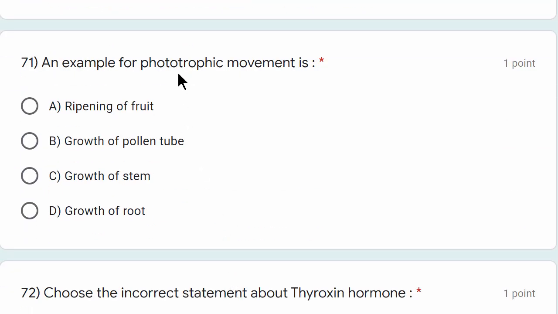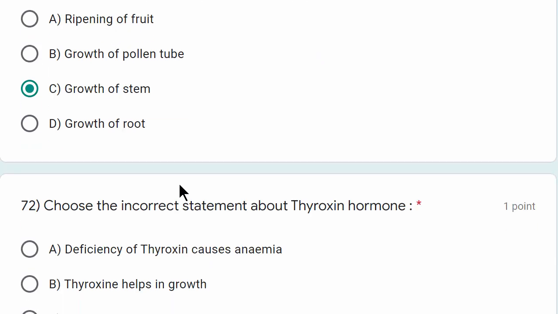Then, what is an example of phototropic movement? Phototropic means light sensitive movement. Which one is light sensitive movement? Ripening of fruit is not light sensitive. Growth of pollen tube is not. Growth of root is not. So the correct answer is growth of stem, because stem tries to grow towards light.